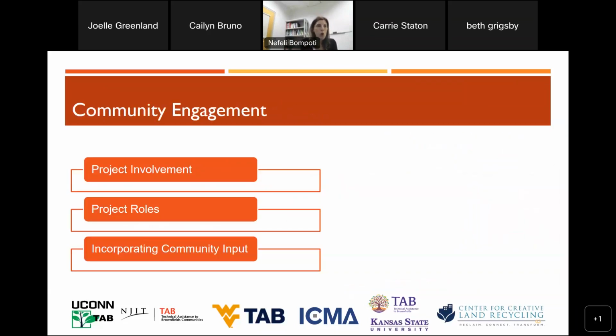Community engagement. So that is the second part, essentially, of Section 2. And it has three main components, right? What is going to be the project involvement and the project roles, and what are going to be the key stakeholders that will be involved in the project, and how you plan to incorporate their input, right, and the input of the community. Next slide, please.